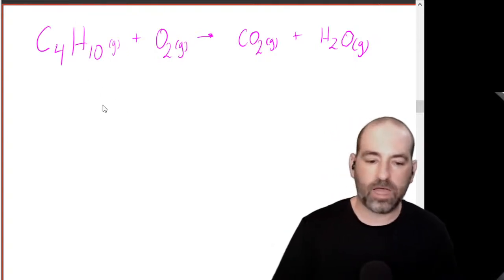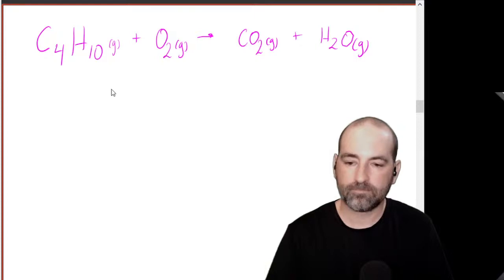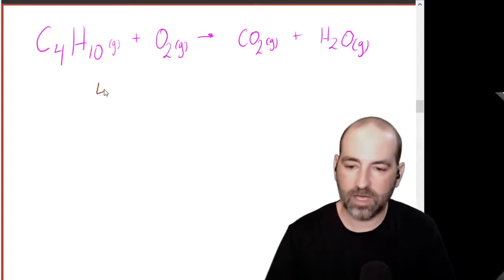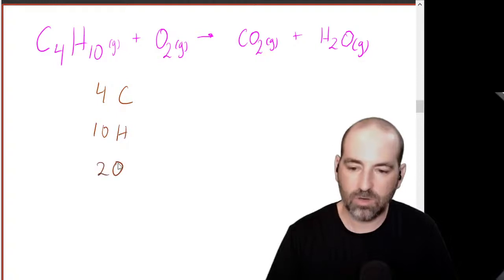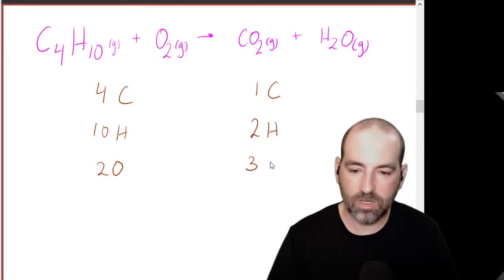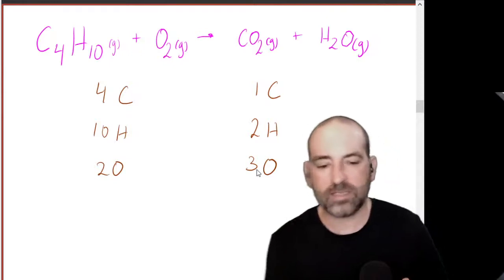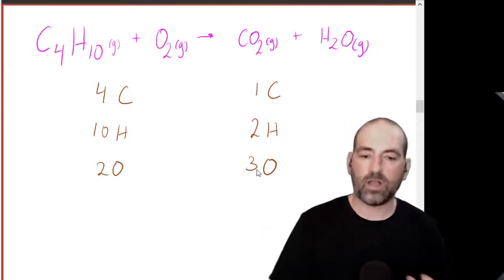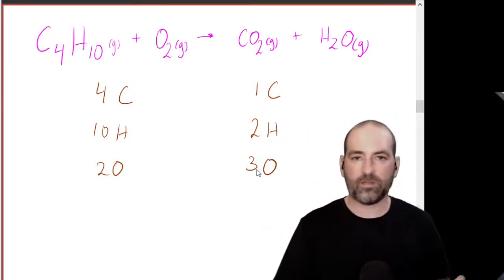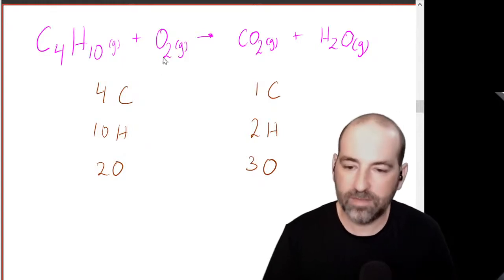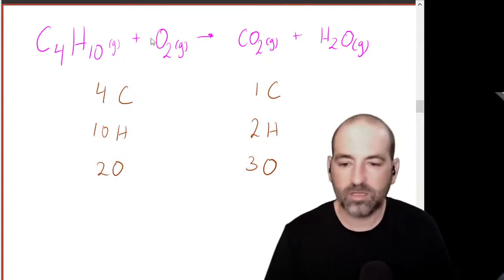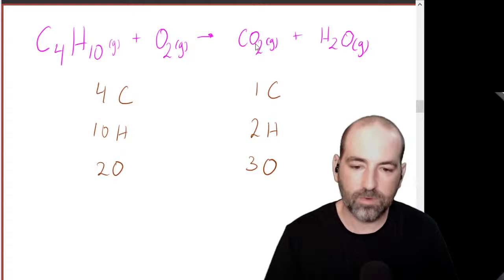All right. So first, we're going to add up our stuff, our atoms. This side's got 4C, 10H, 2O, and this side's got 1C, 2H, and 3O. All right. So that second hint, what that's saying is if an atom or an element is in more than one compound on the same side, save it for later. And in this case, we're talking about oxygen. So we've got 2 on this side and 3 on this side.